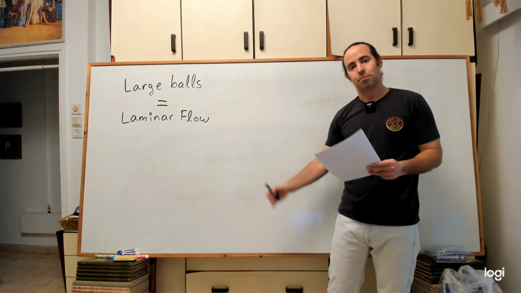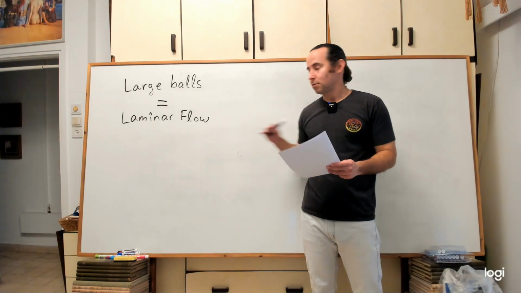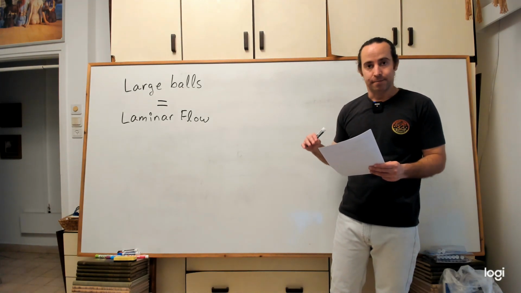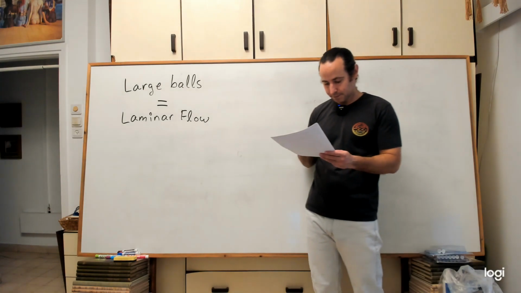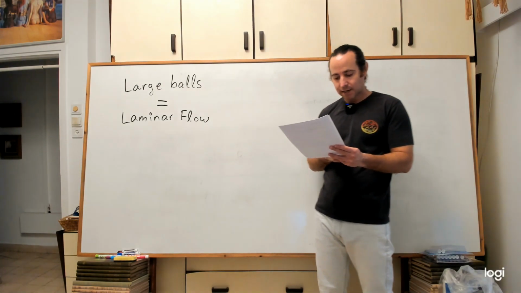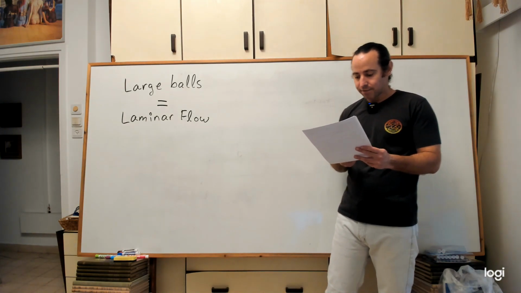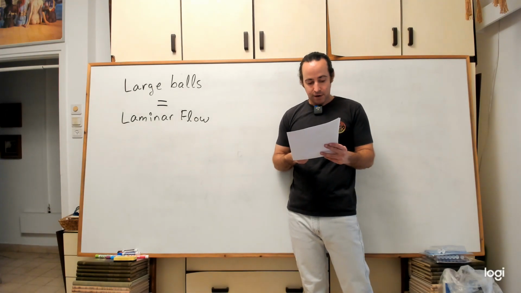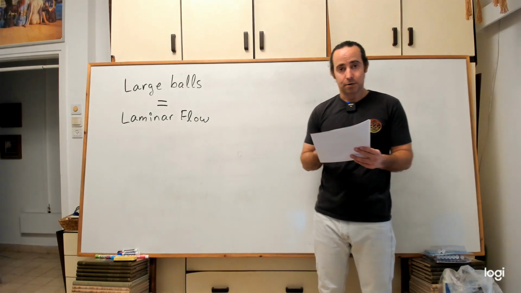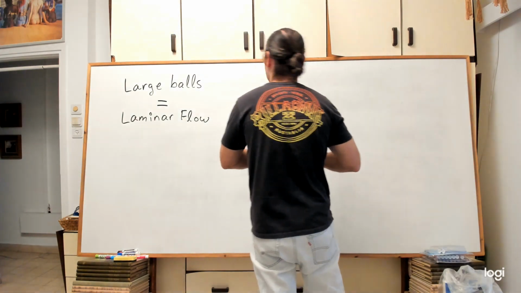They continue most of the river when it's not going fast. It is continuing in the middle of the river. Okay? Most of the particles continue to flow straight down the stream, just like most of the large balls fall to the middle sections of the model. Okay. Small balls, turbulent flow.